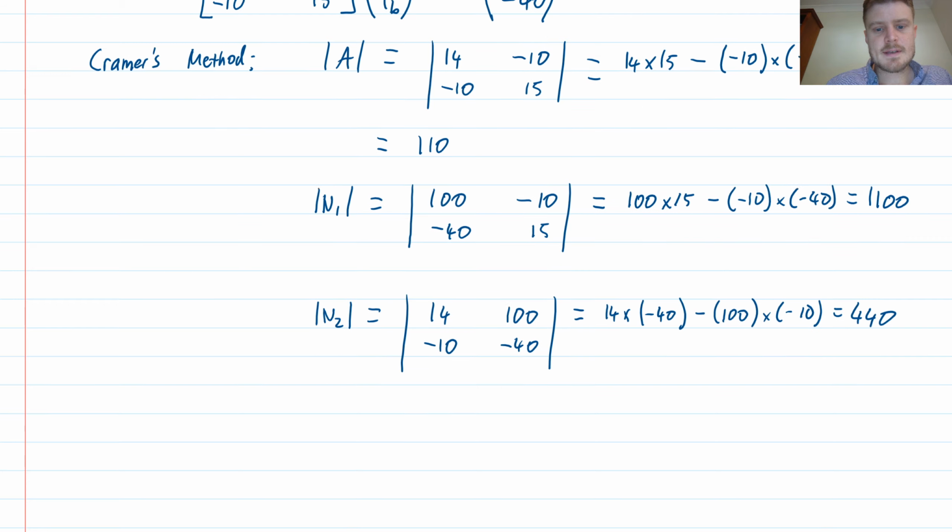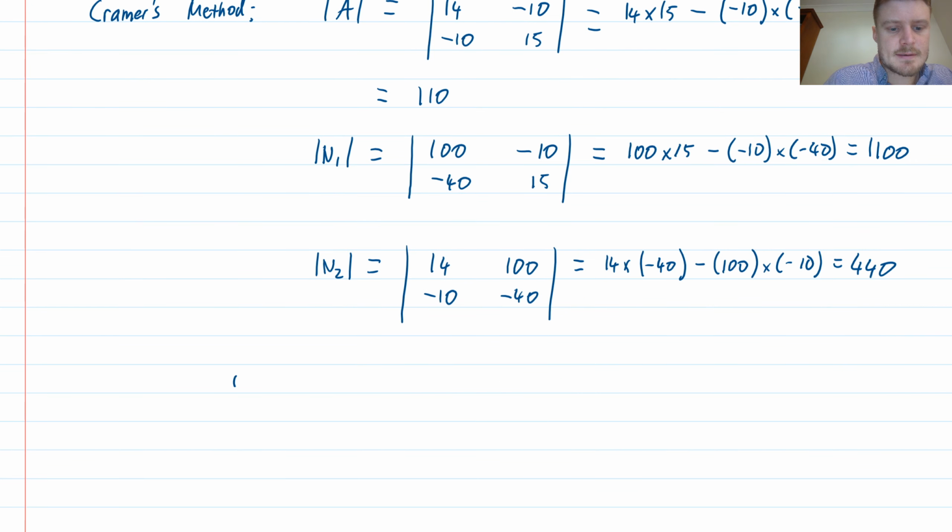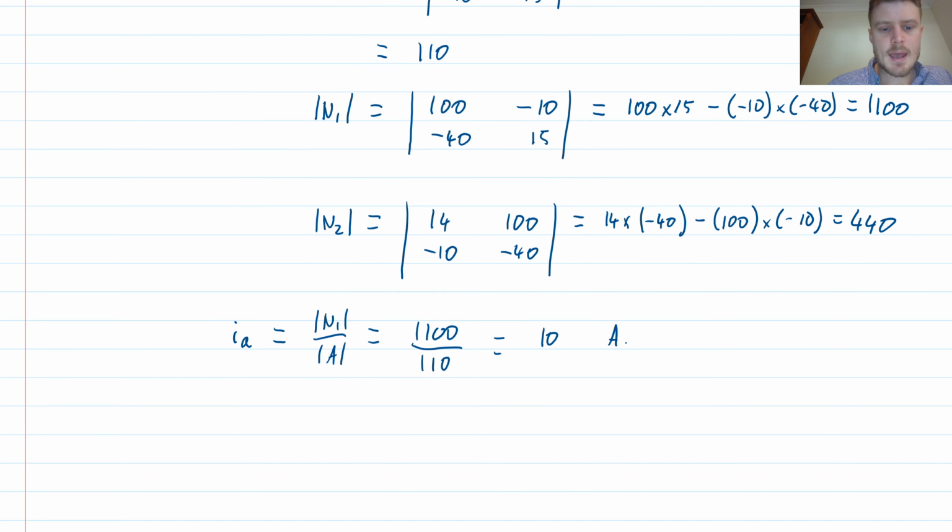So now all of the work is done. I can write down that IA is the determinant of N1 divided by the determinant of A. That is 1100 divided by 110, which will just be 10 amps. And IB is the determinant of N2 divided by the determinant of A. The determinant of N2 was 440, divided by the determinant of A, 110, and that will just be 4 amps.